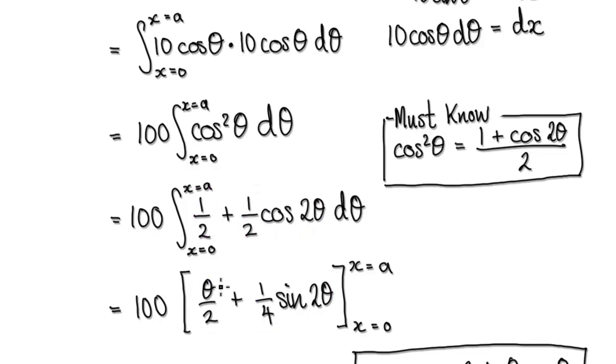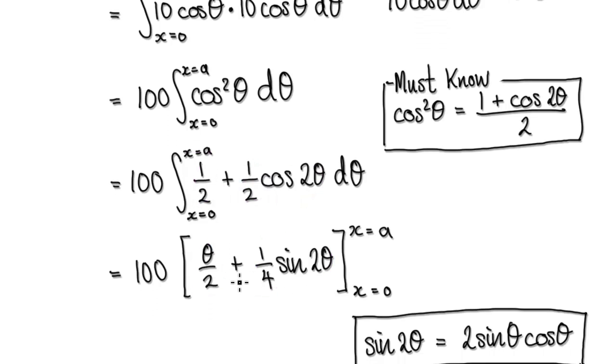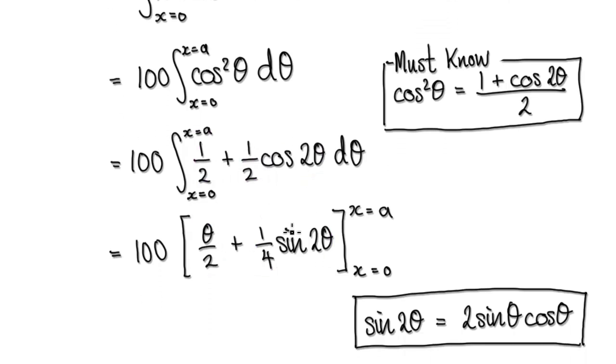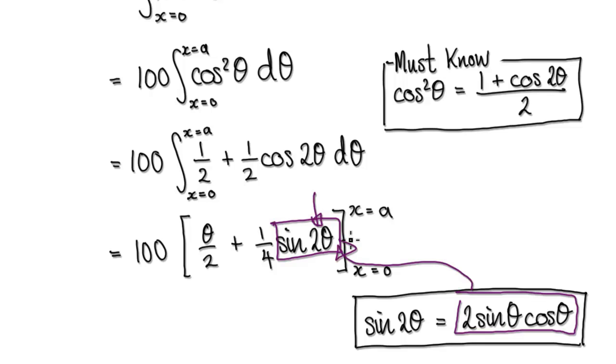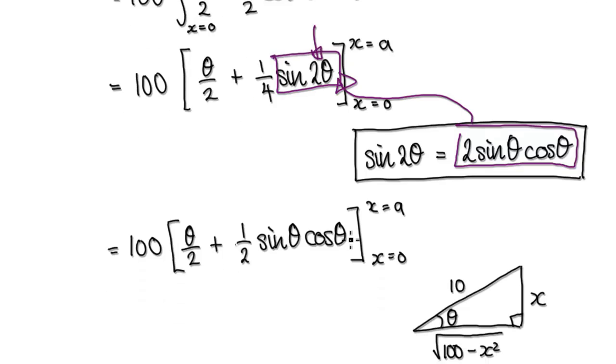Now, we've integrated it, but the thing is, we don't want things in terms of theta. We want it in terms of x. So now we need to translate everything into x. So this sine 2 theta, we're going to have to use this. We can put this into here.